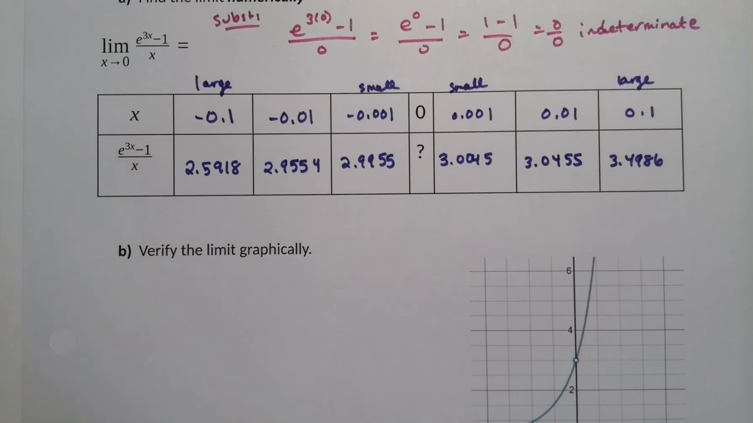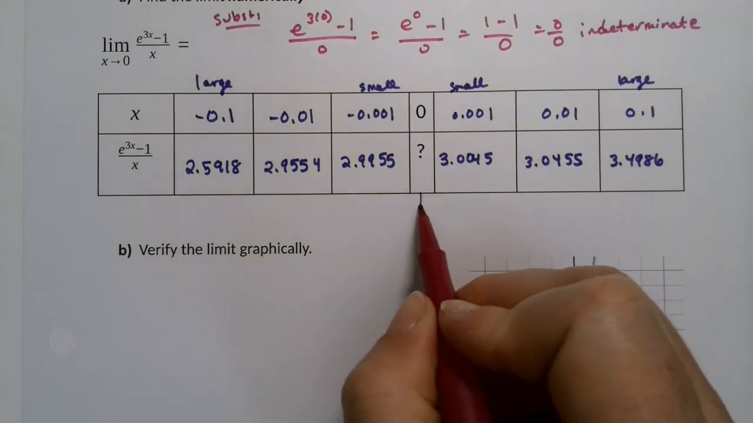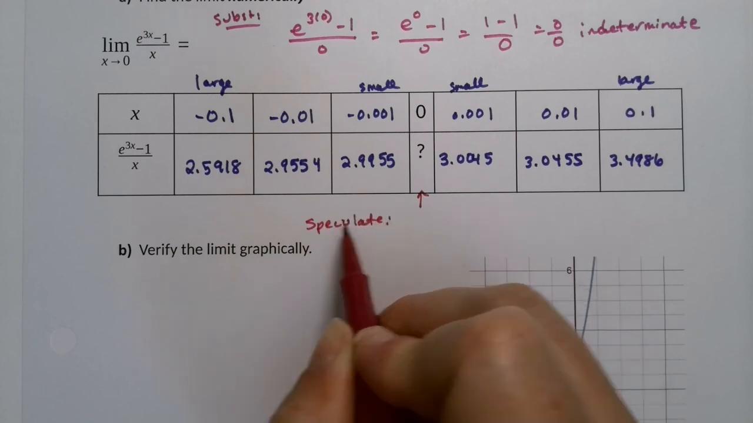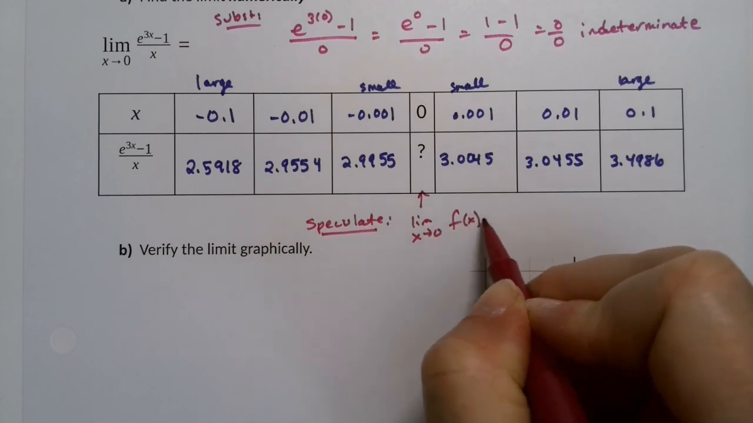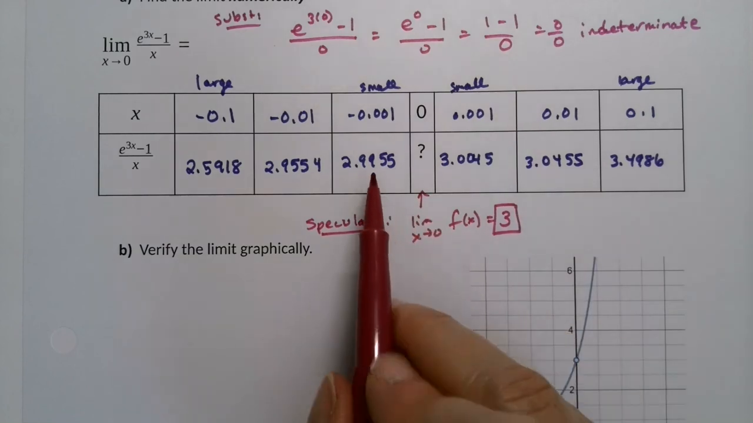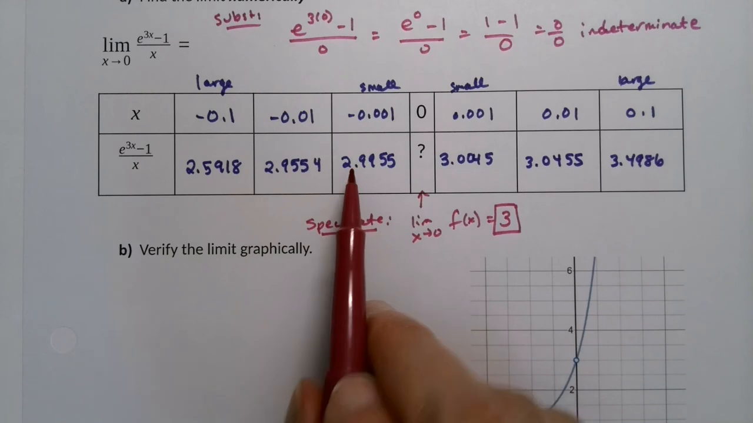All right, so now we're going to make a speculation. What do we think the limit is? Well, I don't know about you, but I think it's 3, right? So our speculation, the limit as x approaches 0 of that function is 3, right? It seems an awful lot like it's going to be 3. We're getting very close to 3 on both sides. This is a little bit above, this is a little bit below over here.